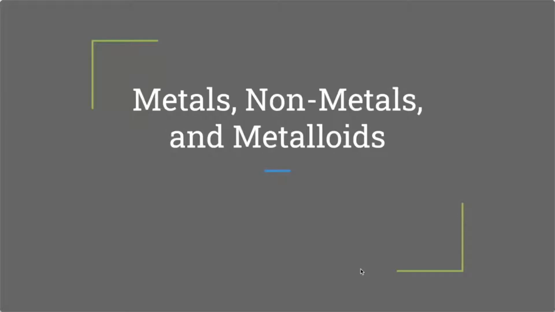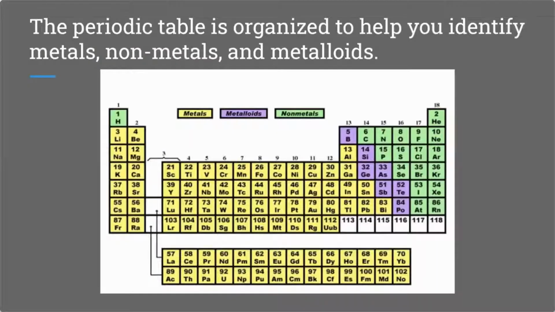All right, guys, so let's get started with our presentation on metals, non-metals, and metalloids. Luckily for us, the periodic table is organized to help you identify metals, non-metals, and metalloids. To the right of my periodic table, you have your non-metals. To the left, highlighted in yellow, are your metals. And what's in purple in that staircase pattern are your metalloids. The metalloids are between the green non-metals on the right-hand side and the metals on the left-hand side, and you'll understand why in a little bit.